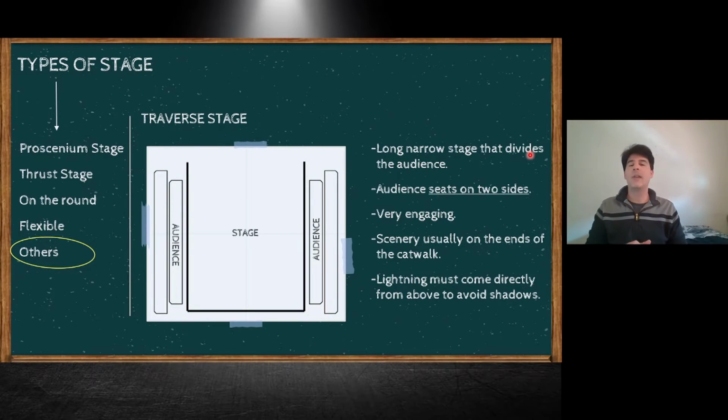Then we have other types of staging. We have the traverse stage. This stage is characterized by having the audience seated on only two sides of the performing area. It's like a catwalk, like in those fashion shows where the models walk down the catwalk and there's audience on only two sides.